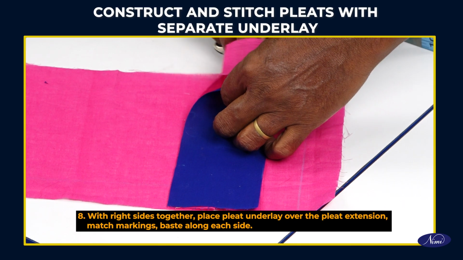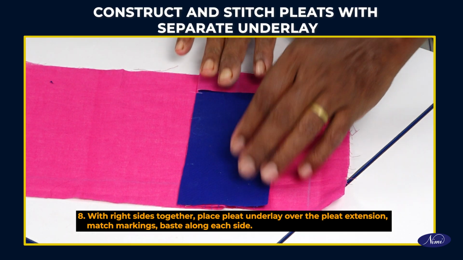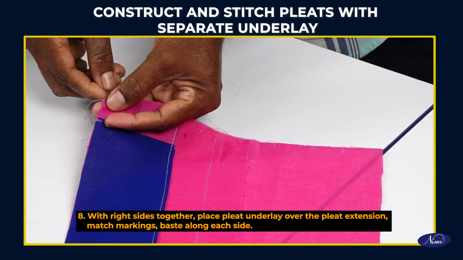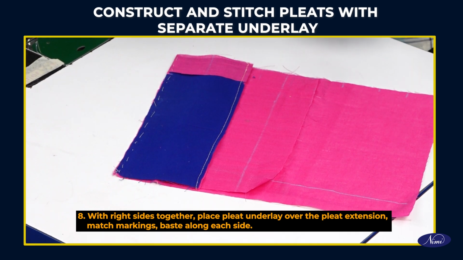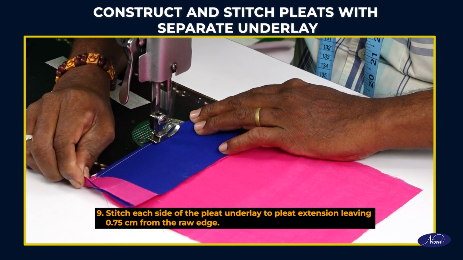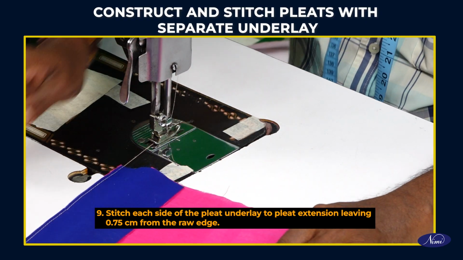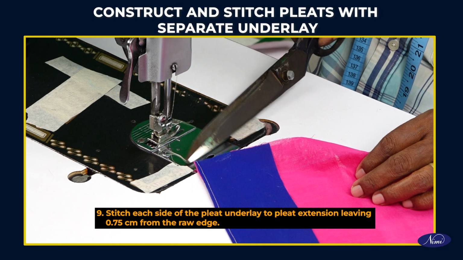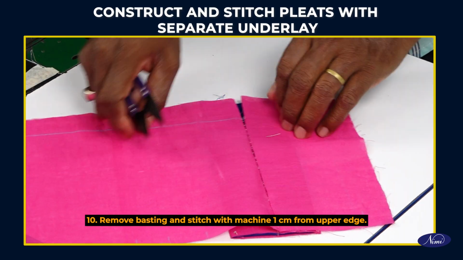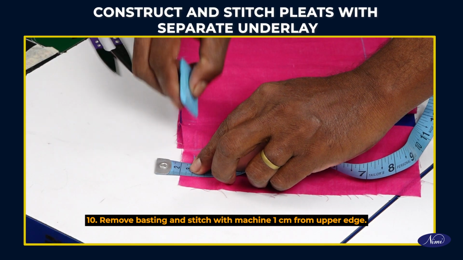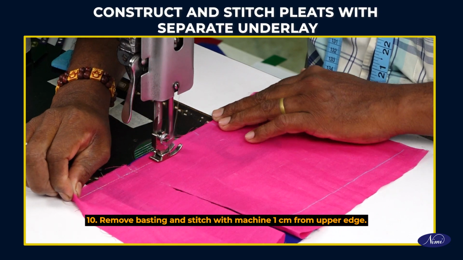With right sides together, place pleat underlay over the pleat extension. Match markings and baste along each side. Stitch each side of the pleat underlay to pleat extension, leaving 0.75 cm from the raw edge. Remove basting and stitch with machine 1 cm from upper edge.